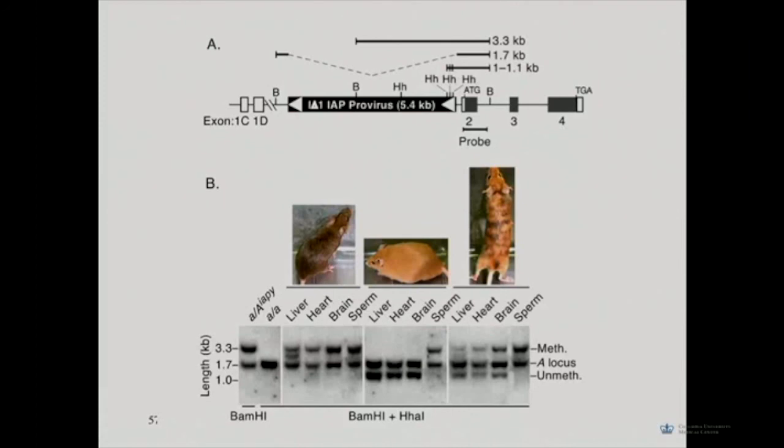But if this LTR is unmethylated, it drives high-level expression of agouti in all tissues. So here, this is a mouse that has this IAP element methylated in all tissues, and the mouse has a normal brown coat color. In this animal, all the tissues are unmethylated, and it has a bright yellow coat. And here we see a mouse that's variegating because in some of the cells in each tissue the IAP is methylated, and in others it's unmethylated.